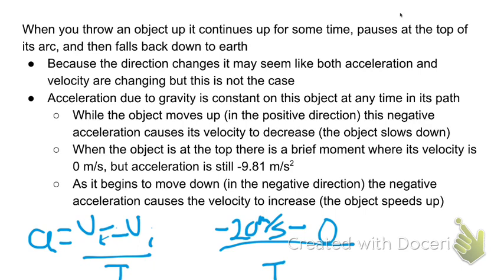So this is how the acceleration due to gravity is the same all the time, the whole arc. If I gave you real numerical data and you calculated it at any point in the movement of this object, you would come up with negative 9.81 meters per second squared. When it's moving upwards, it's slowing down, which causes the negative acceleration. When it's moving down, it's speeding up, but it's moving in the negative direction, so the acceleration still stays negative.